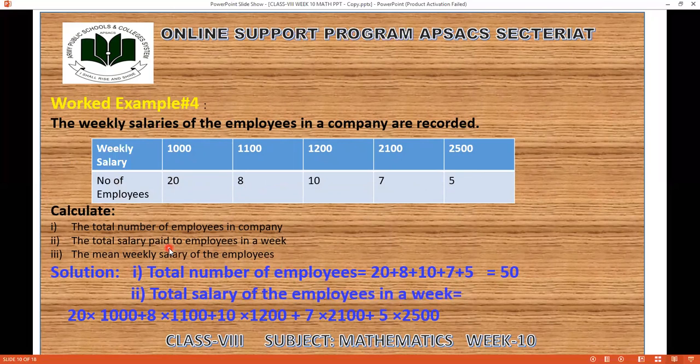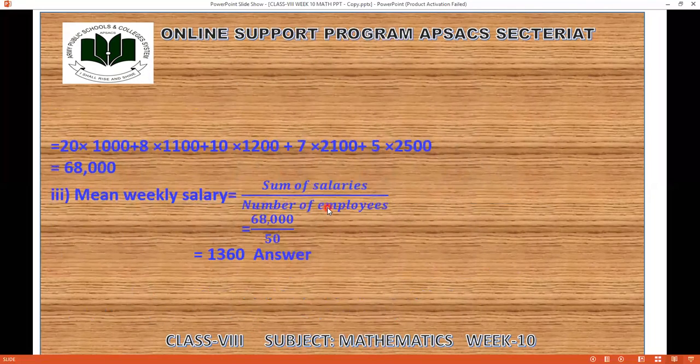Now the total salary of employees in a week. So I'm going to find the salary. 20 employees are getting 1000 rupees salary, so I'll multiply 20 with 1000, 8 with 1100, 10 with 1200, 7 with 2100, and 5 with 2500. By getting the product of these, I'll add all these products, and then I'll find the total salary of 1 week. By multiplying and adding, I got 68,000. That is the salary of 1 week of all employees.